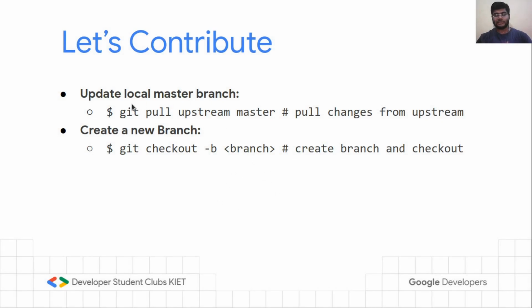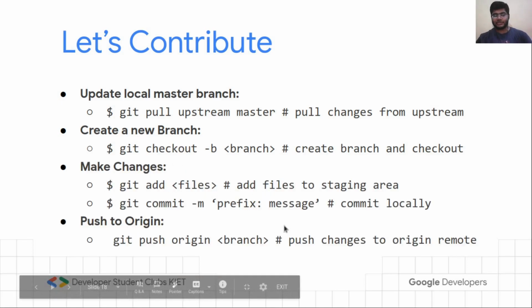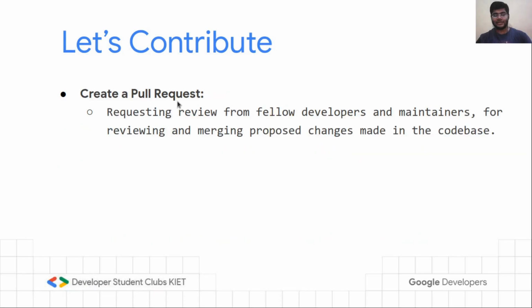So now this is the summary. We have updated our local branch. We have created a new branch. We have added and committed our changes. We pushed our changes to the origin branch. Now let's create a pull request.